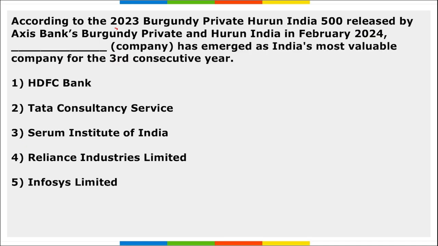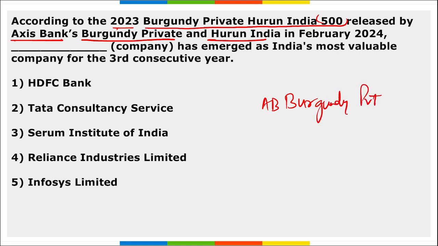Next, 2023 Burgundy Private Hurun India 500. This is the report released by Axis Bank, Burgundy Private and Hurun India. So Axis Bank, Burgundy Private and Hurun India have released a report, that is the 2023 Burgundy Private Hurun India 500 report. This was released by them.